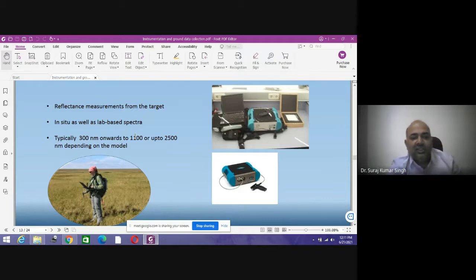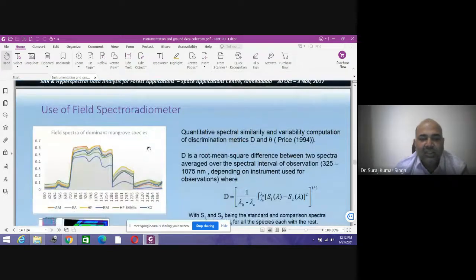So generally this instrument we are showing right now can typically record data from 300 nanometers up to 1100 nanometers, or up to 2500 nanometers depending on the model. The more expansion of the band you want, the more the cost of the product increases. The more spectral channels you require, the costlier the instrument is. It starts from 15 lakh rupees; a standard instrument costs from 15 to 50 lakh depending on your accuracy and the spectral channels required.